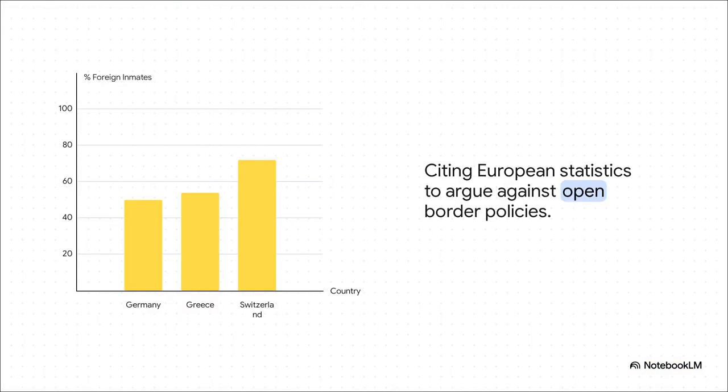To make the case against so-called globalist migration policies, the speech points to these numbers from Europe. It highlights the high percentage of foreign nationals in the prison populations of Germany, Greece, and especially Switzerland. This data is used to argue that open borders pose a direct threat to a nation's security.